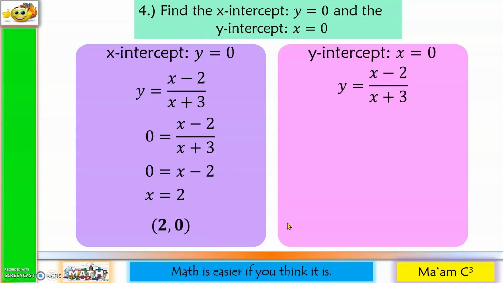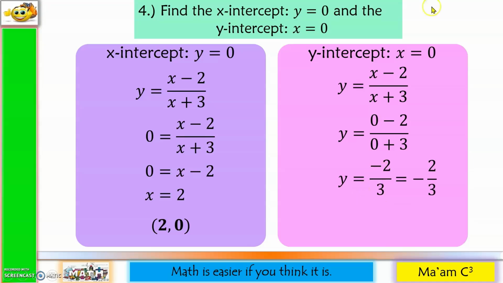Now, for the y-intercept, we are going to replace all x's here with 0. So we have 0 minus 2 all over 0 plus 3. 0 minus 2 is negative 2. 0 plus 3 is 3. So y equals negative 2 over 3. I can place the negative sign here in front like this. So my x is 0 and my y is negative 2 over 3. Therefore, the y-intercept is at 0, negative 2 over 3.